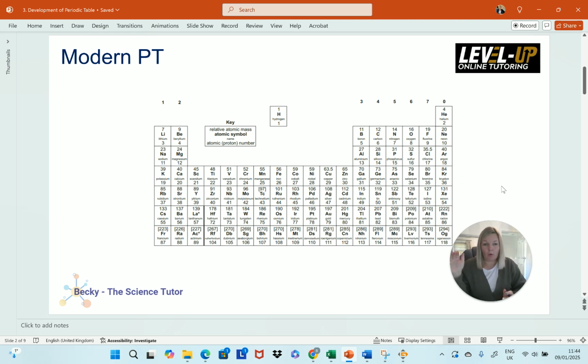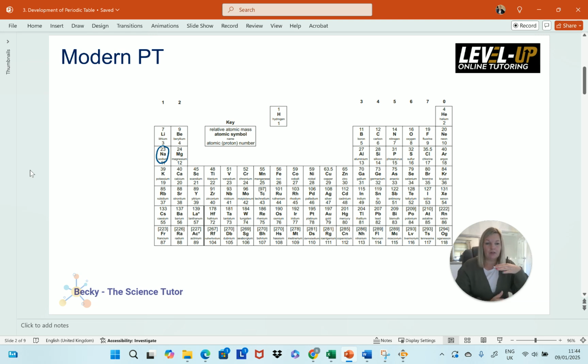By looking at what row, so what period they're in, I know how many shells of electrons they have. So if I was to look at sodium, for example, so sodium is over here, what I could tell you straight away is that it's a metal. It's got one electron in its outside shell. It's in period 3, so it's actually got 3 shells of electrons, 2, 8 and 1. And so I can already start to pick out lots of information about these different elements.